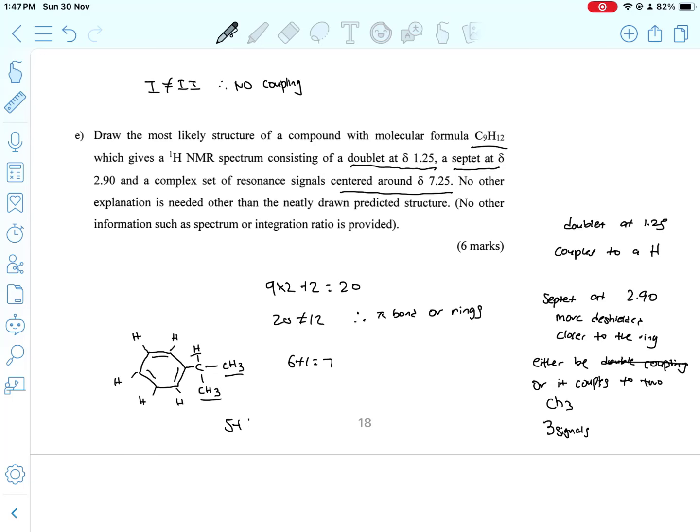Alright, so the last thing you need to do would be to count the number of hydrogens and carbons and make sure it tallies with the molecular formula. And in this case, it does, because you have 5 in the ring, 1 in the CH, and 6 in the CH3s.